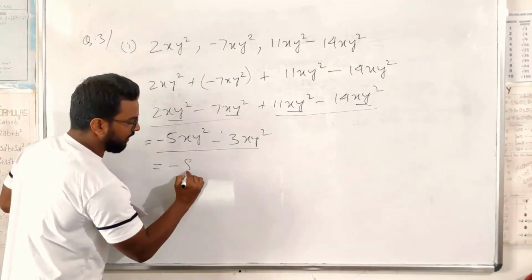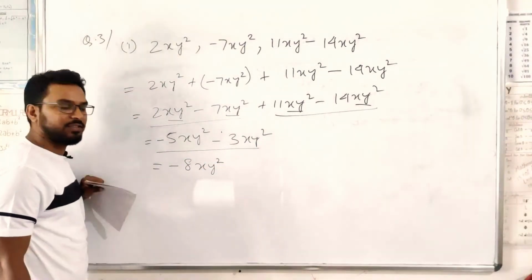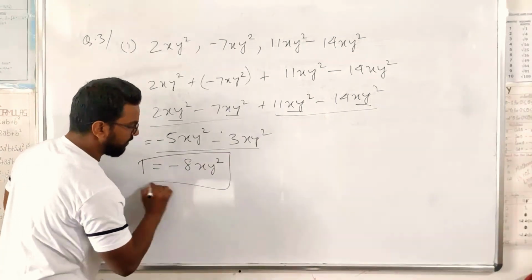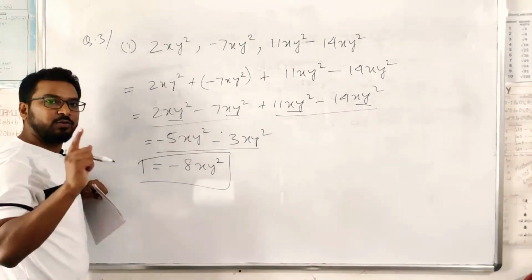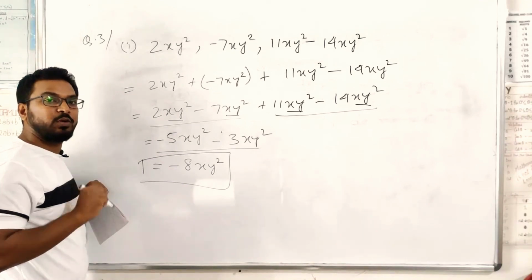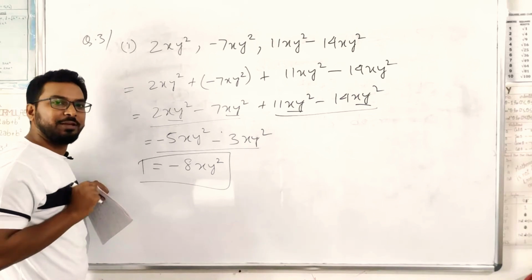5 plus 3 is 8, and you write down the variables. So our answer is minus 8xy square. Okay, we'll do Roman number 3. I'll do all the odd numbers, and you try yourself all the even numbers.